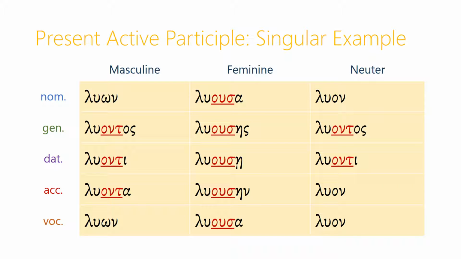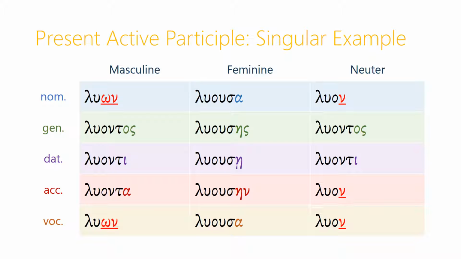But let's look at the things that are quite regular. So we have the omicron connecting vowel, plus in the masculine and neuter, the nu tau voice indicator of the active. And in the feminine, we have the ou combination of the connecting vowel and the s voice indicator. We then add on our regular noun endings. So in the masculine and neuter, these are third declension endings.